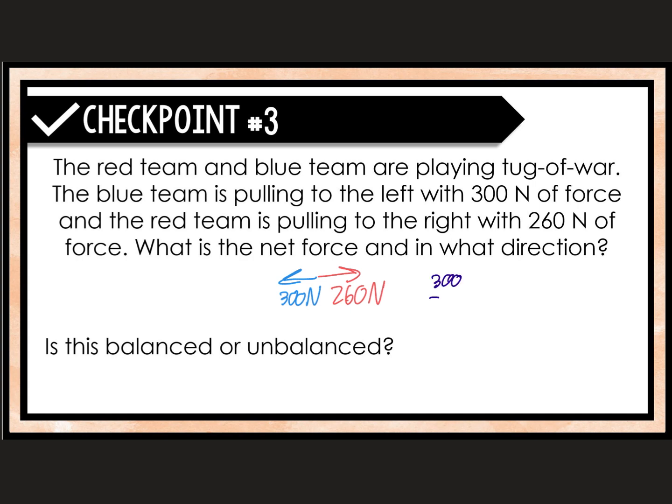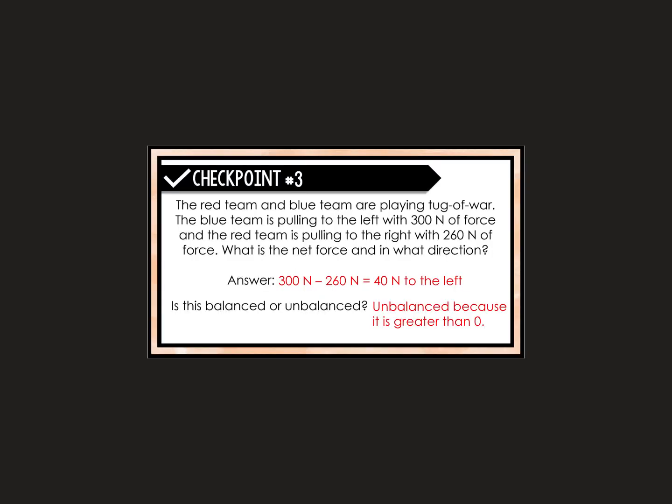Well, notice how one's to the left and one's to the right? That means you're going to subtract the two to get a net force of 40 newtons, and the direction is to the left because that's where the bigger force is pointing. Since the net force is greater than zero, this is an example of unbalanced forces.